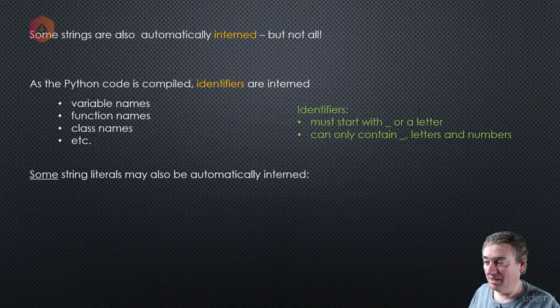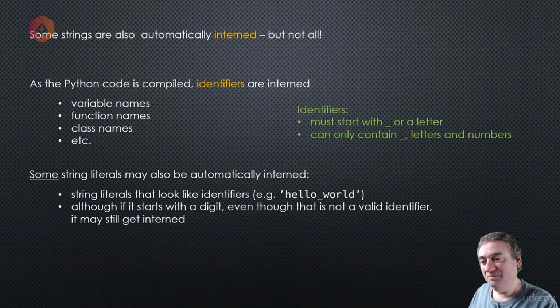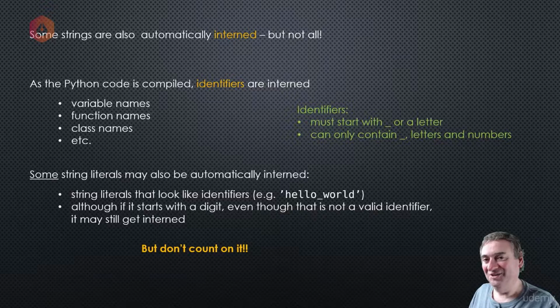Again, not all, but some. In general, any string that looks like an identifier will get interned. So the string hello world, well, that satisfies the rules for an identifier, and that will get interned. Now, even though it may start with a digit, so that technically it's not an identifier, those strings will still get interned as long as everything else looks like an identifier. But don't count on it, right? You shouldn't count on things getting interned. Python is interning those things for a reason.